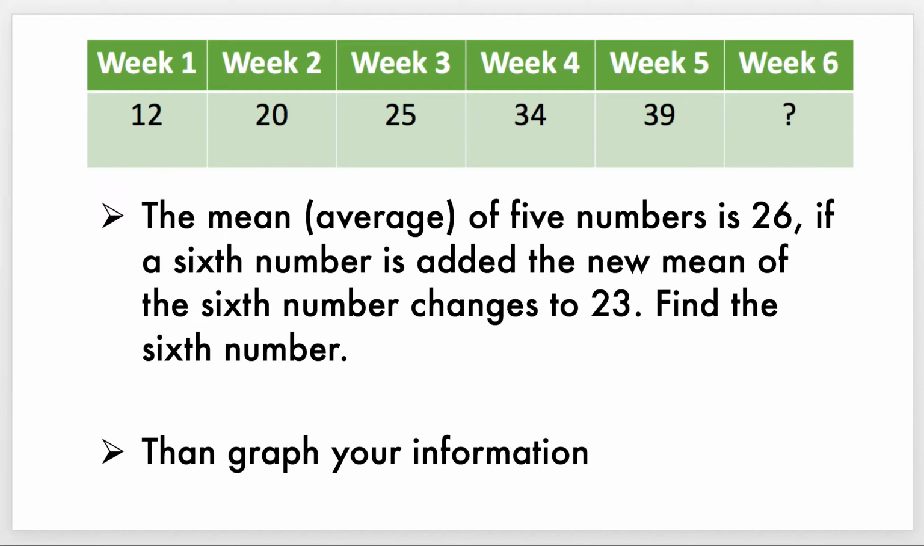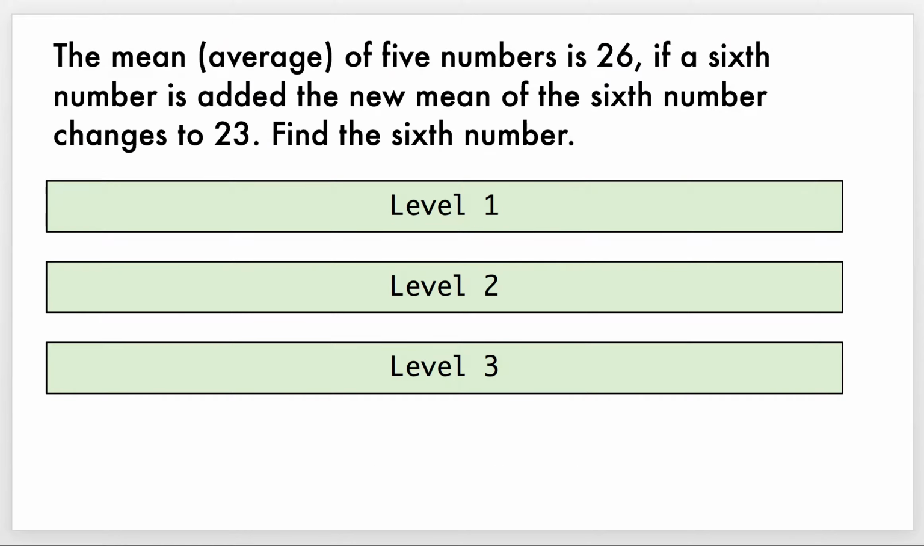So, the question is: the mean or average of 5 numbers is 26. If a 6th number is added, the new mean changes to 23. Find the 6th number. Then once you find that 6th number, I would like you to graph your information. I've also put in levels for Year 6, so you know which level you're working at, and so please choose your levels to work with.